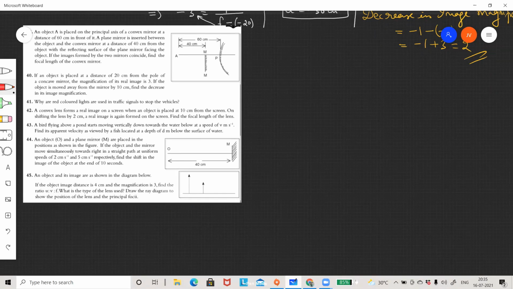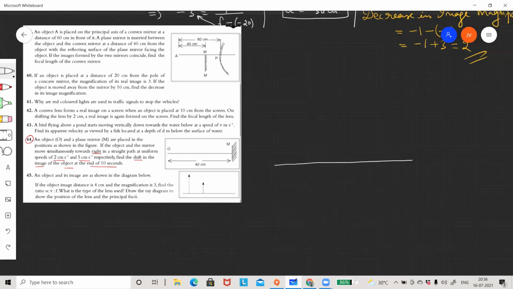So we have a diagram. They said an object and a plane mirror are placed in the position as shown in the figure. If the object and mirror are moved simultaneously towards the right in a straight path at uniform speeds of 2 centimeter per second and 5 centimeter per second respectively, find the shift in the image of the object at the end of 10 seconds. I'm not thinking it is a solving kind, but we will do some imagination work.